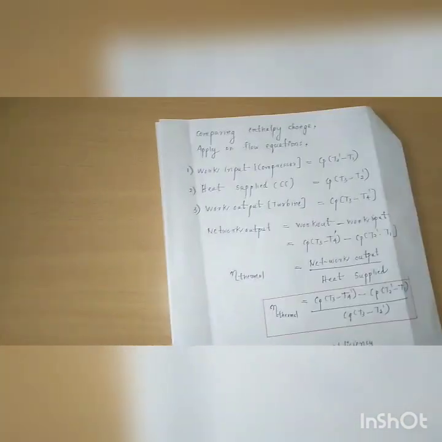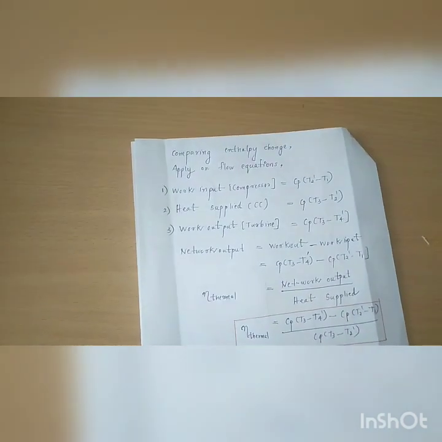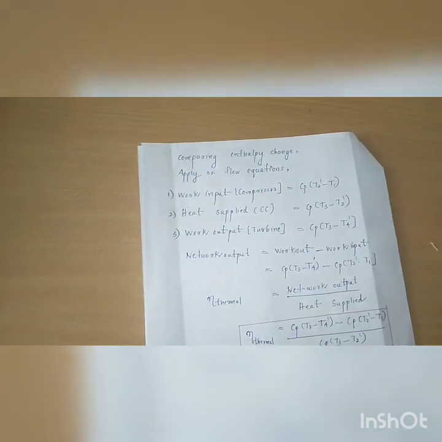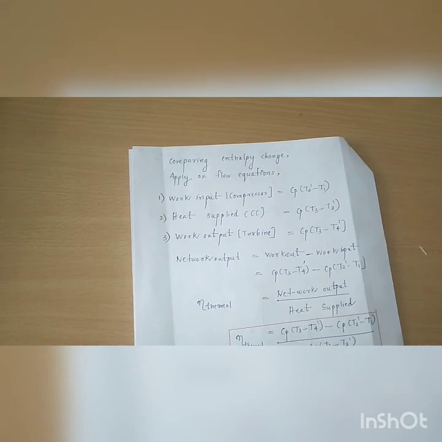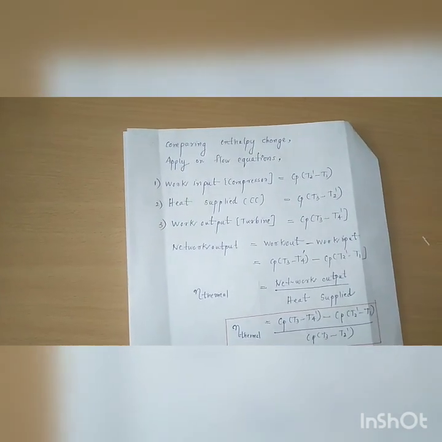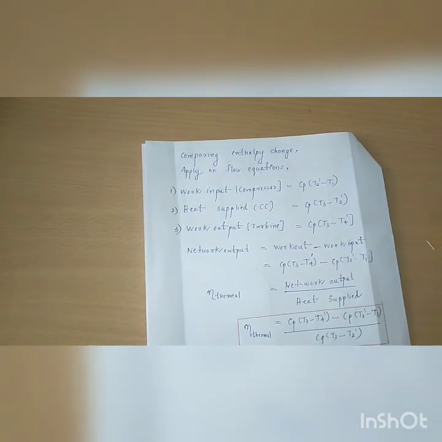We know the steady flow energy equation, that is h1 plus V1 square by 2g plus work input is equal to h2 plus V2 square by 2g plus heat output, or according to input and output. By applying that steady flow energy equation, we are not considering the kinetic energy changes.